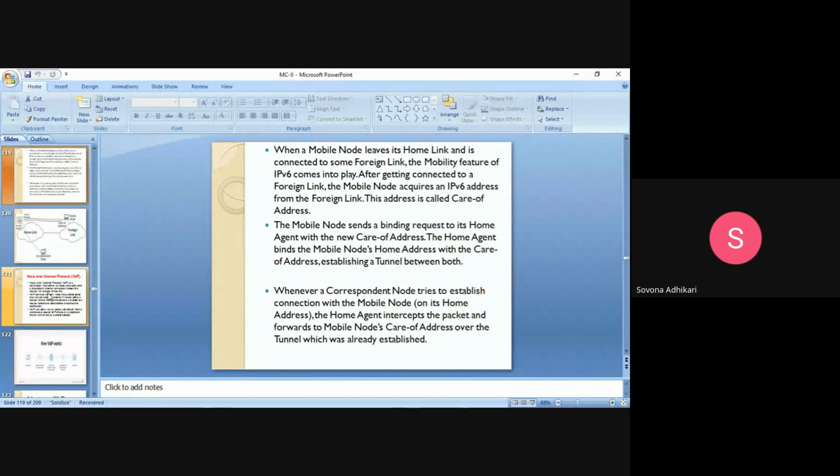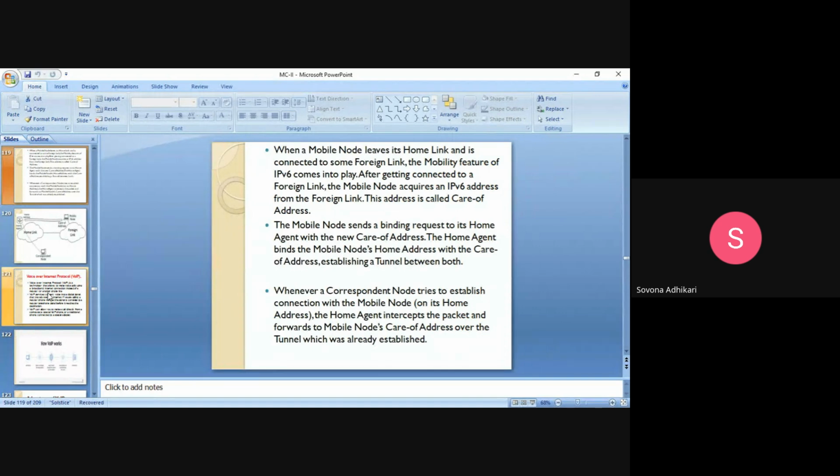So now the correspondent node sends data to you, but you are not at your home address, you have changed your address, which is already known by the home agent. So it immediately forwards the data to the care of address, the new address, over the tunnel which was already established in the second step. So now the data is delivered to the mobile node easily.